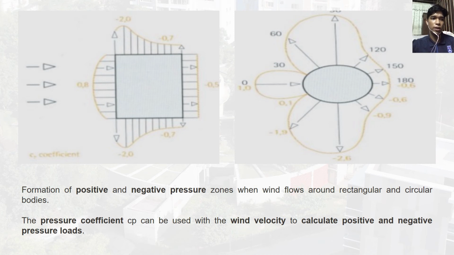But for this one, the rectangle and circular, the formation of positive and negative pressure zones when wind flows around it, and the pressure coefficient Cp can be used with the wind velocity to calculate positive and negative pressure loads. So the image is shown on this slide, as you can see.